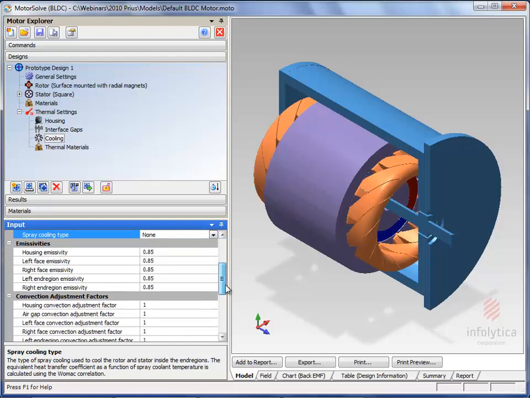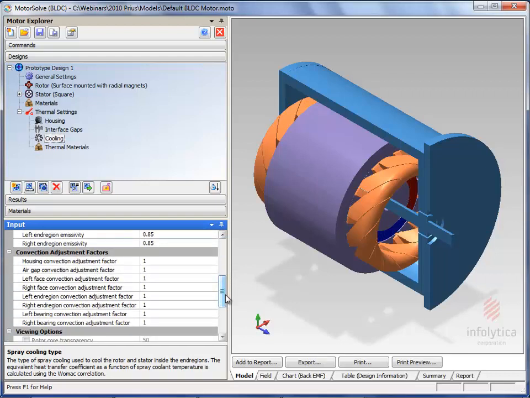And then additionally we have convection coefficient adjustment factors here, which allow you to adjust based on the precise cooling of your machine. This allows you to correlate with any manufacturing processes or forced convection cooling that you might have, which we don't have 100% implemented into the product at any juncture.